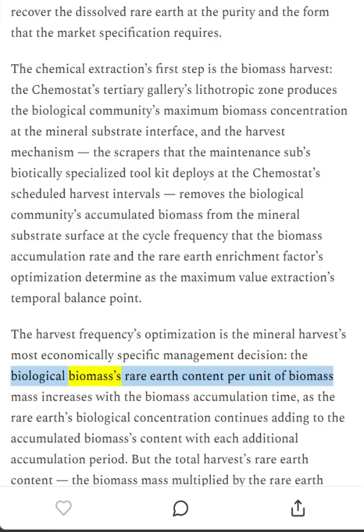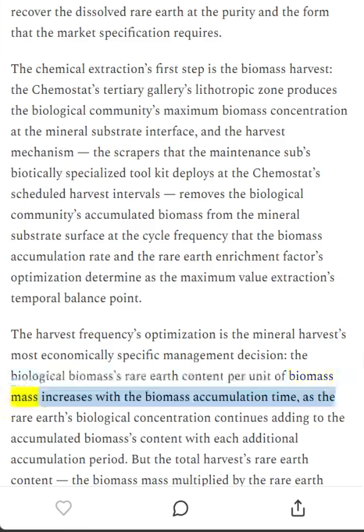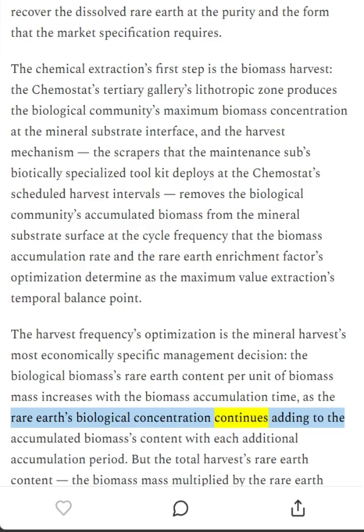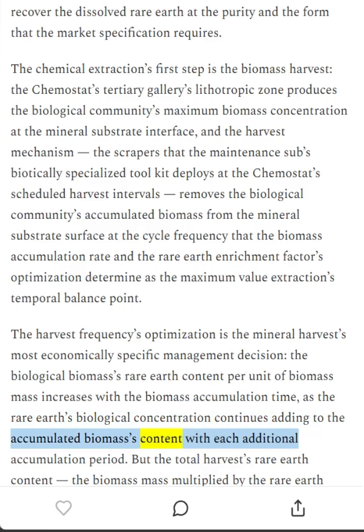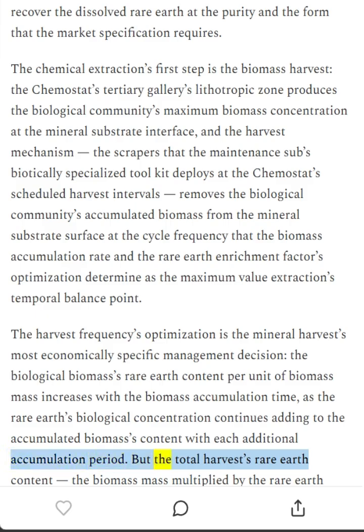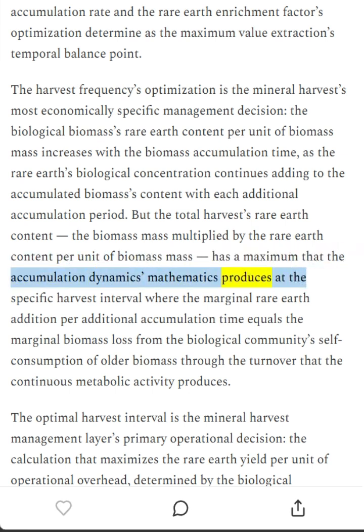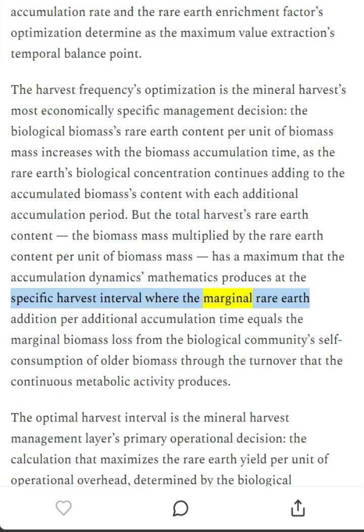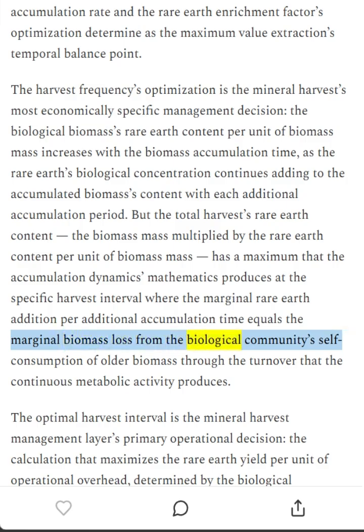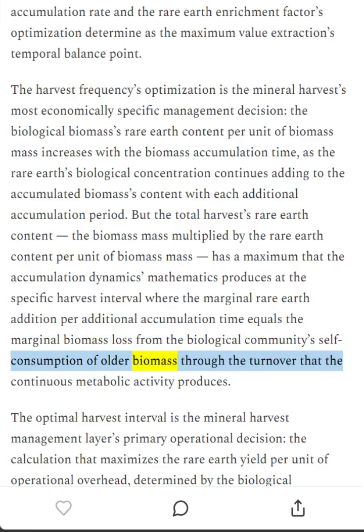The biological biomass's rare earth content per unit of biomass mass increases with the biomass accumulation time, as the rare earth's biological concentration continues adding to the accumulated biomass's content with each additional accumulation period. But the total harvest's rare earth content, the biomass mass multiplied by the rare earth content per unit of biomass mass, has a maximum that the accumulation dynamics mathematics produces at the specific harvest interval where the marginal rare earth addition per additional accumulation time equals the marginal biomass loss from the biological community's self-consumption of older biomass through the turnover that the continuous metabolic activity produces.